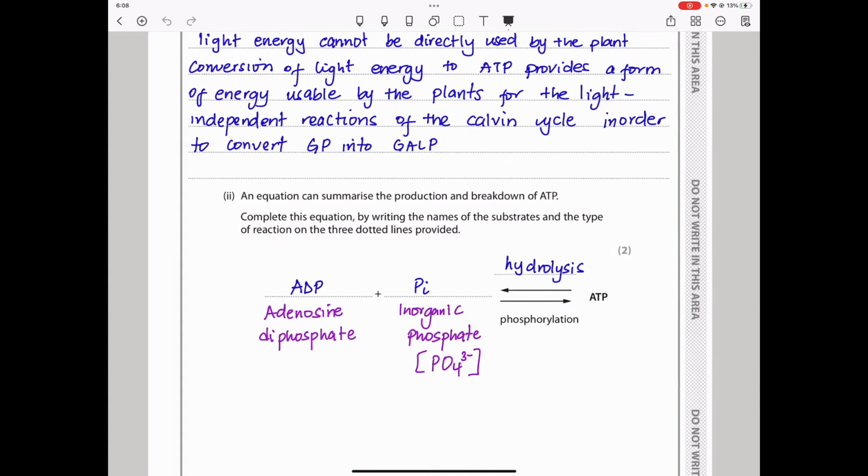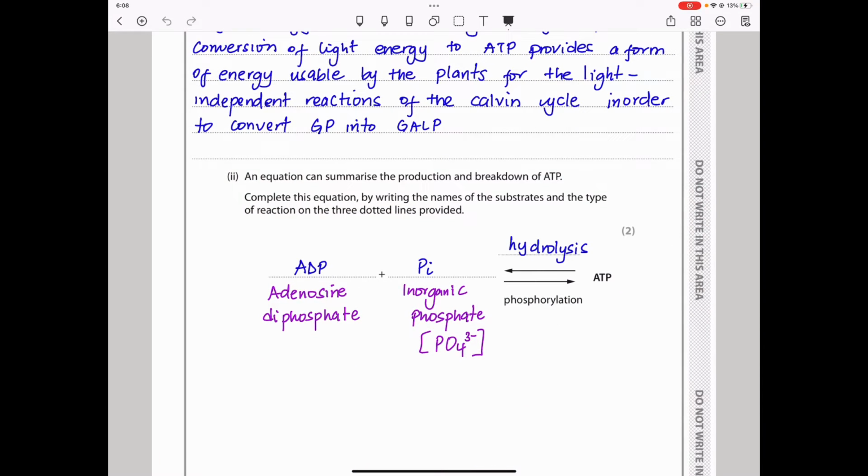So the next part says, an equation can summarize the production and breakdown of ATP. Complete this equation by writing the names of the substrates and the type of reactions on the three dotted lines provided. So we have this line, and that line. Here, this is ATP, and they have told you this process is phosphorylation, the process leading to the other side. If that is phosphorylation, it means formation of ATP.